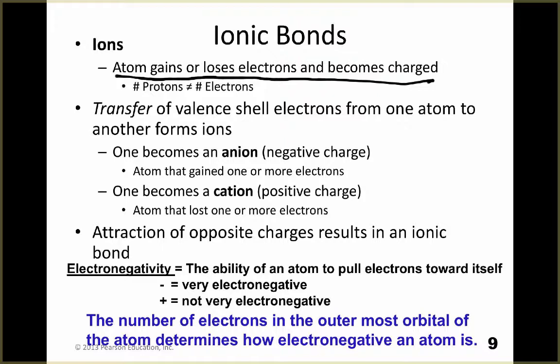So it's the differences in what's known as electronegativity, and that pull towards itself, very negative or not very negative, is the positive and negative aspect of these. The number of electrons in the outermost orbital of the atom determines how electronegative it is, and it will determine some of this bonding. So let me show you what I mean by all of this.